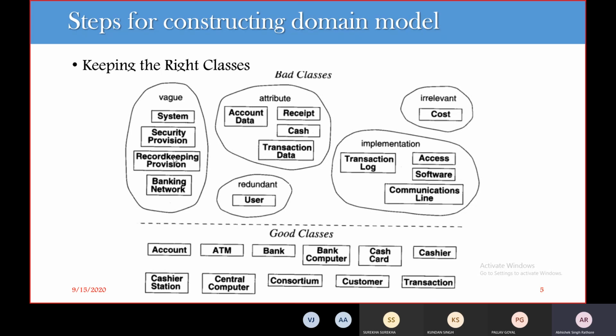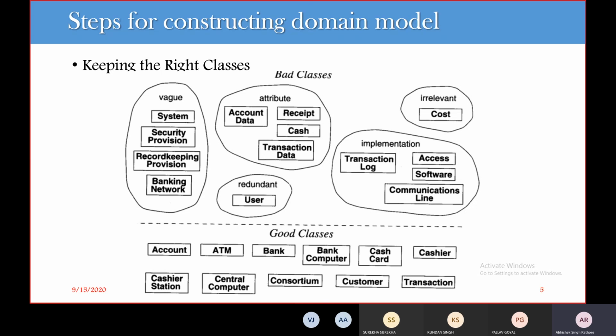In other applications, let's say we have a system, because we are implementing an overall system, this system is again too broad for our particular scope, so this might be considered a vague class. Then we have security provisions, which we don't consider, because this might be a physical activity. And the banking network is out of scope for developing the banking system. These are considered vague classes for our system.